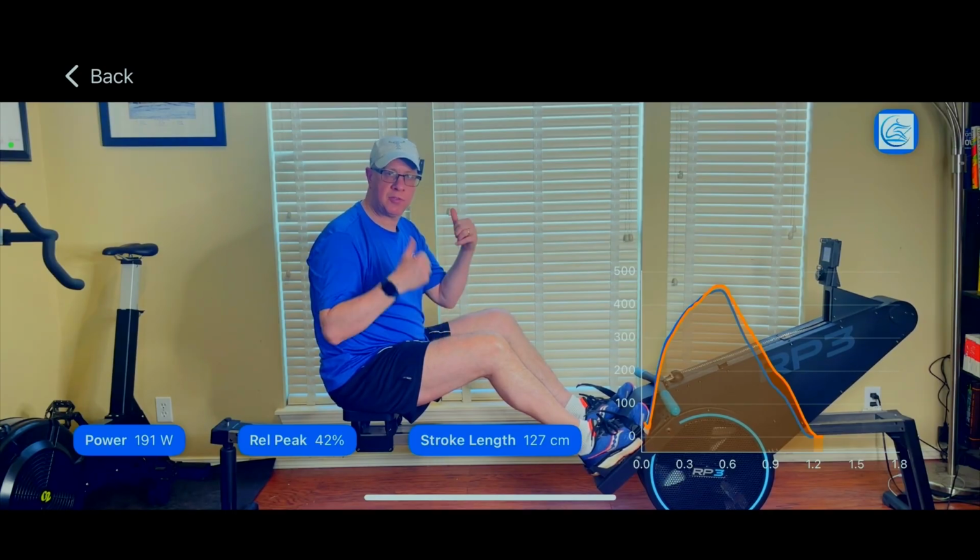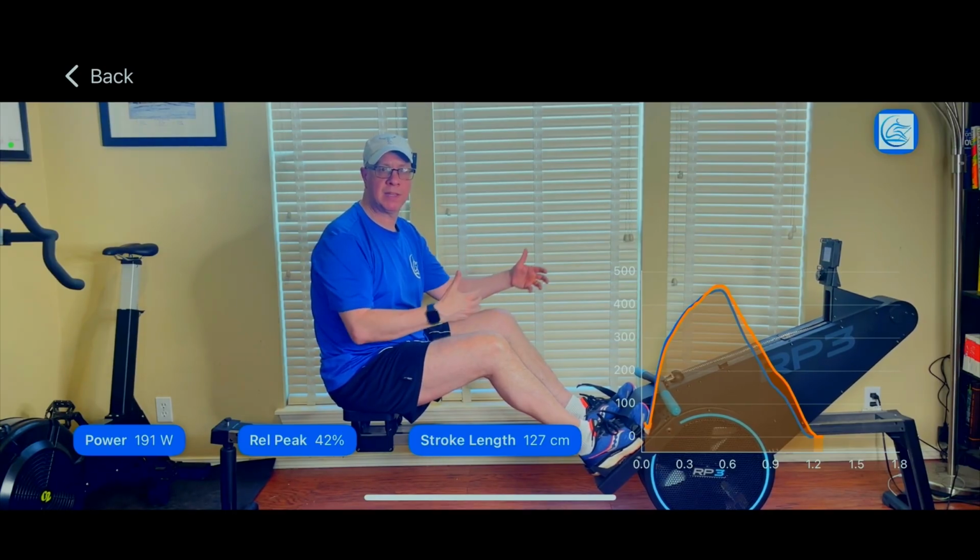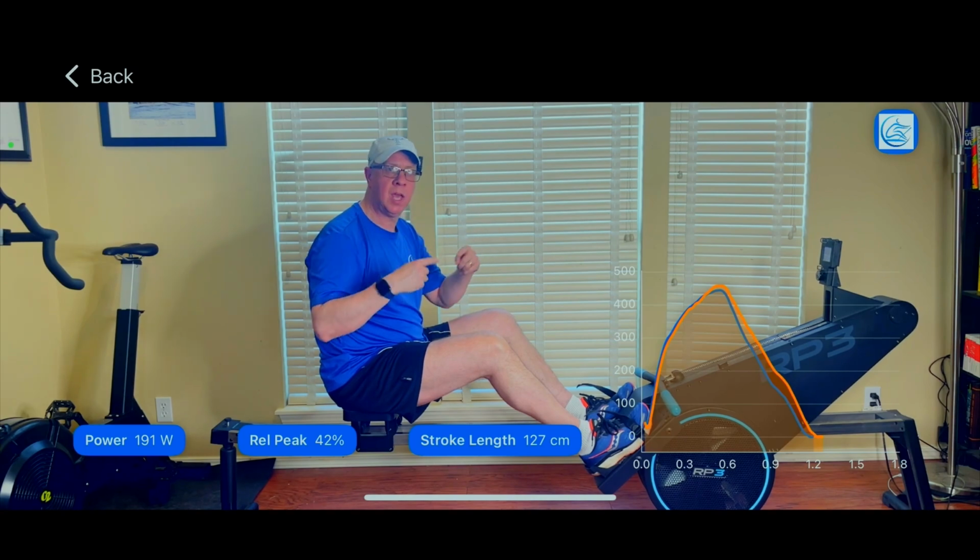And so again, two thumbs up from MoveLab. I hope you like the feature. It sort of sparks ideas about what we can do in rowing technology ecosystems.